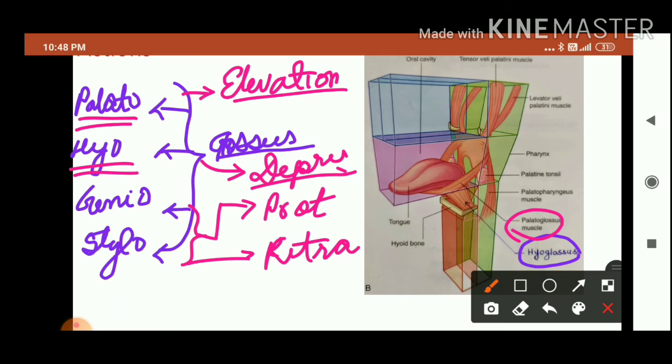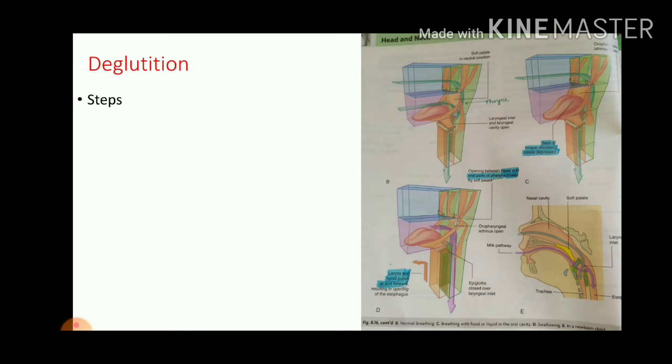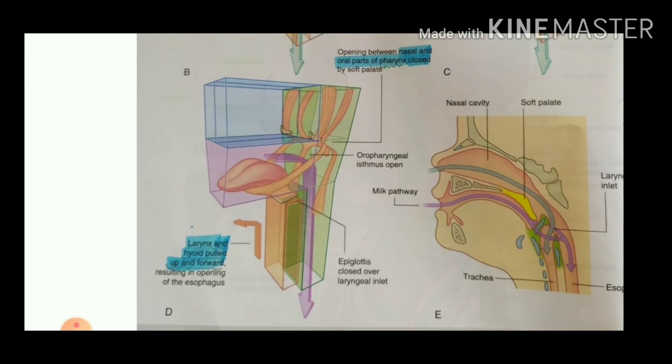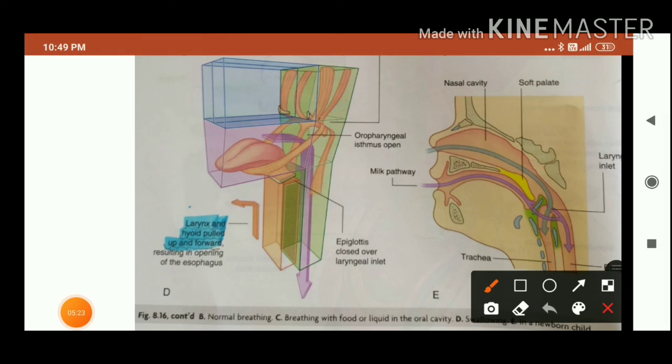Now, in order to have a better view of the function of each muscle, let us take into account a very crucial function of our digestive system, our GIT, which is known as deglutition. What will be the role of each extrinsic muscle in deglutition? Let us have a look. In this third diagram, you can clearly visualize the deglutition process.